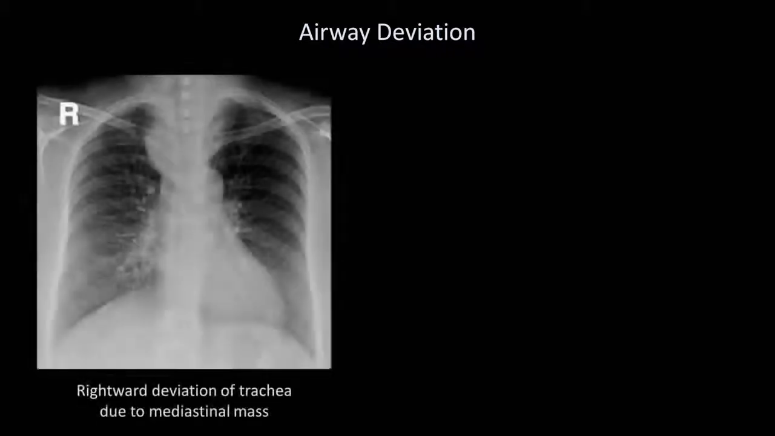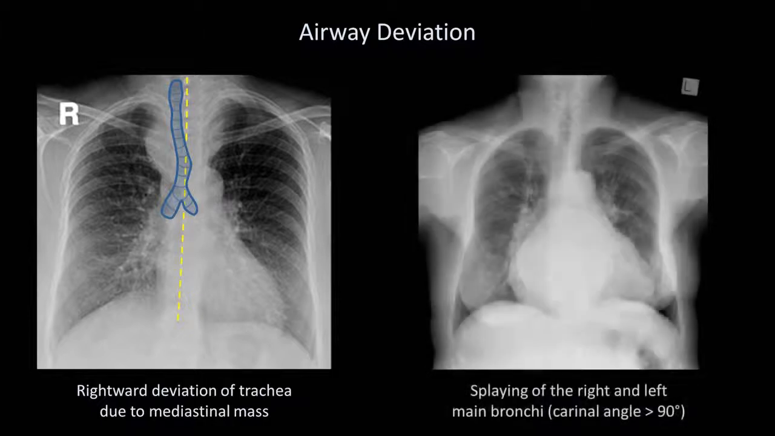Here's an example of rightward deviation of the trachea due to a large mediastinal mass, which turned out to be an enormous goiter. And here is an example of splaying of the right and left main bronchi from left atrial enlargement. Drawing in both the airways and the angle between them, known as the carinal angle, you can see that it is well above the cutoff of normal of 90 degrees.